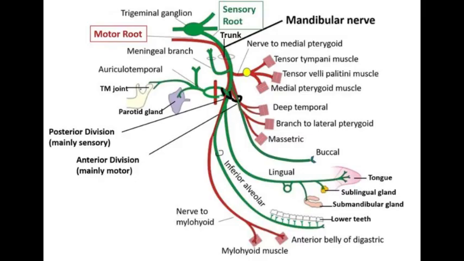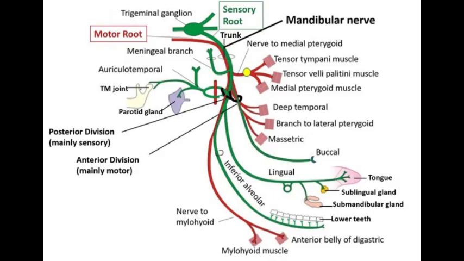Now, the mandibular division, which is V3, actually leaves the Gasserian ganglion and exits the cranium through the foramen ovale, travels in the infratemporal fossa, and branches into the buccal, the lingual, the inferior alveolar, and the auriculotemporal nerves. Now, the V3 division does not travel through the cavernous sinus, and therefore it is spared in cavernous sinus thrombosis.